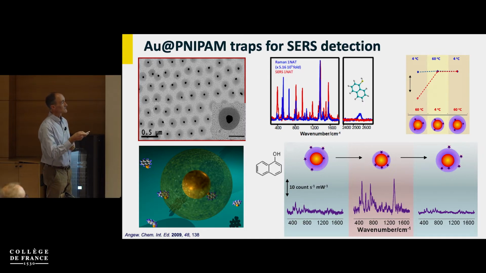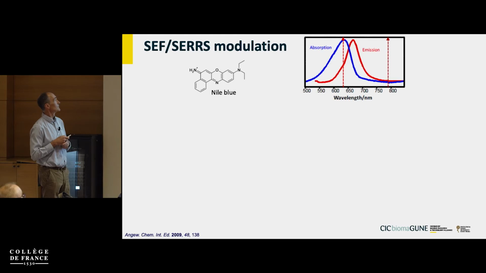And then what was very striking was that if you now lower temperature and swell the particle again, the molecules diffuse out and you lose the signal. Okay? Another interesting example comes from a molecule that is not only Raman active but also fluorescent.